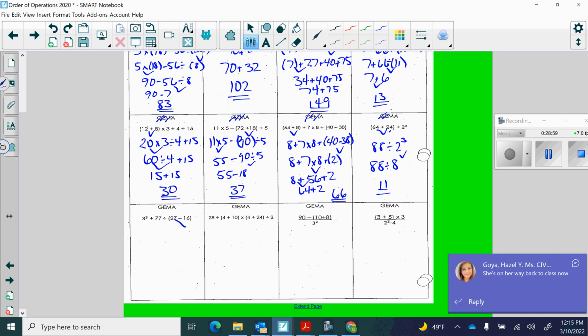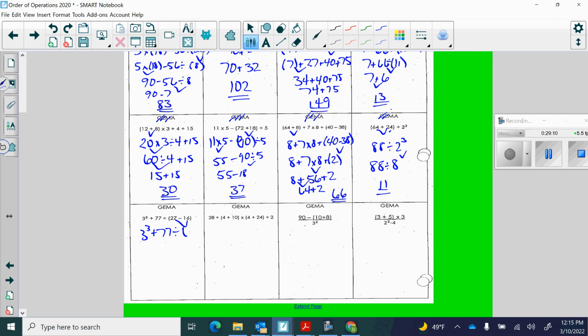Here we have another grouping, so we write everything else out. 3 cubed plus 77 divided by 27 minus 16 gives us 11. I now have an exponent up front. 3 to the 3rd, that's 3 times 3 is 9 times 3 is 27. 27 plus 77 divided by 11. No more exponents. I do have multiplication addition on the back side. So 27 plus 7 gives us an answer of 34.